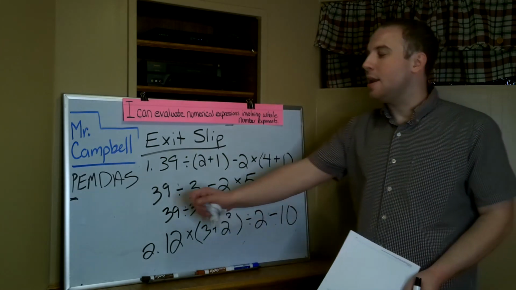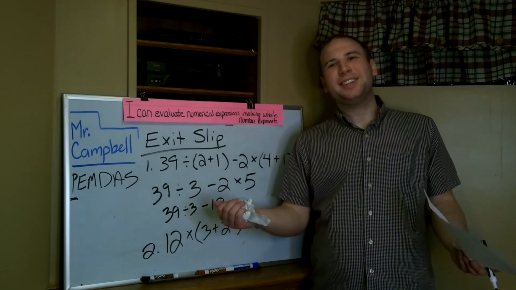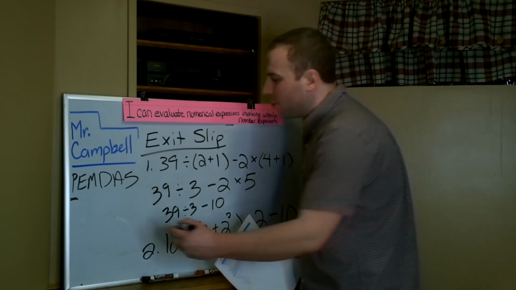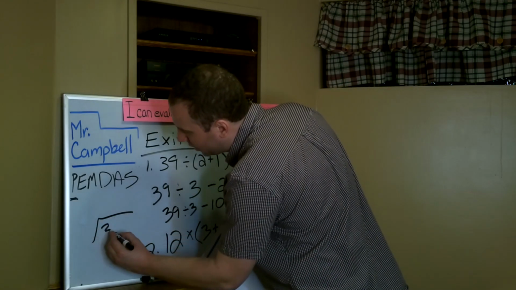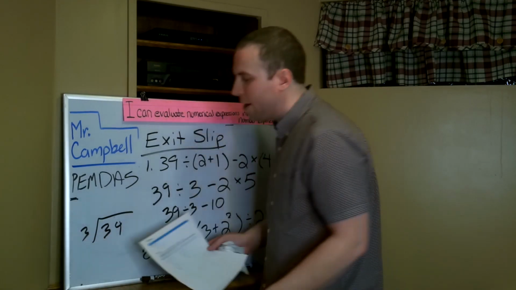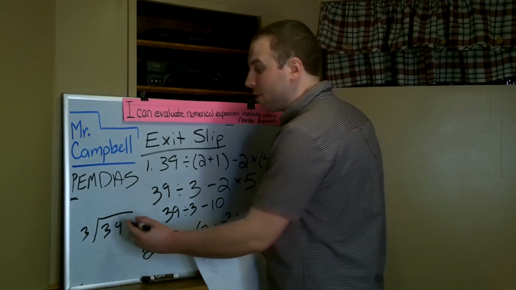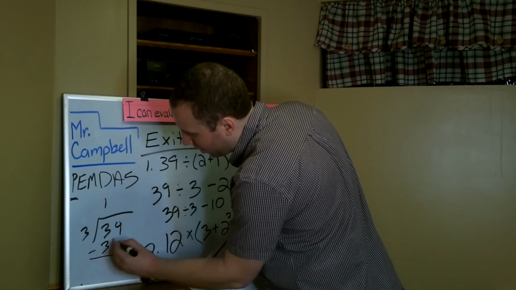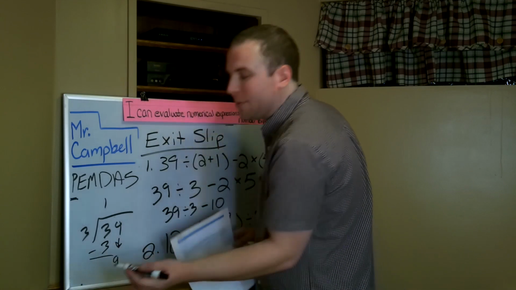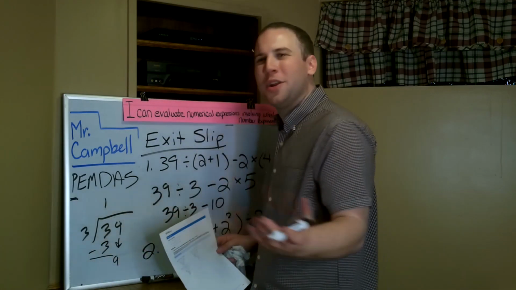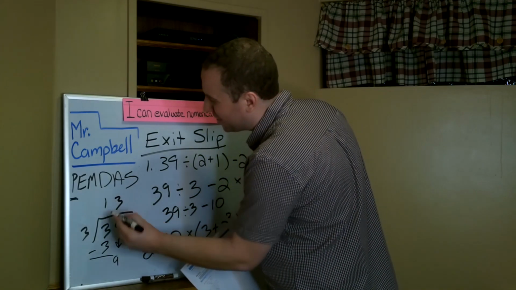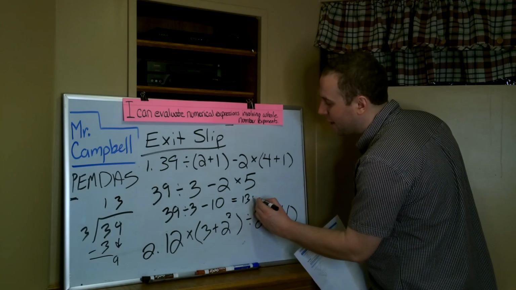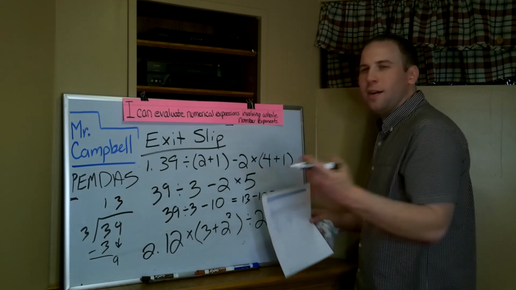All right? Now what's next? Right, division. So 39 divided by 3. Let's do this together, shall we? 3 goes into 3 how many times? Once. Bring down the 9. How many times does 3 go into 9? 3 times. So the answer is 13. So now I have 13 minus 10, which is 3.